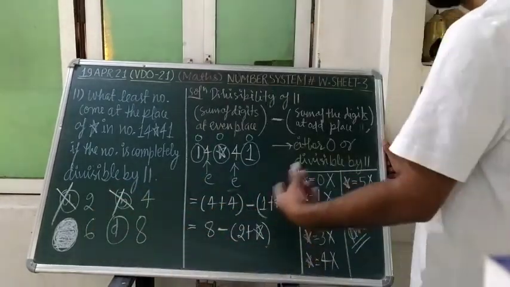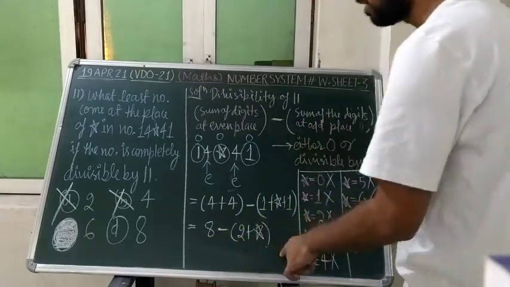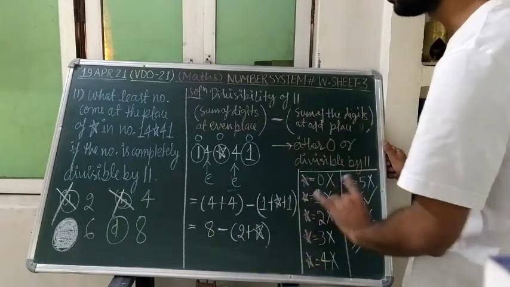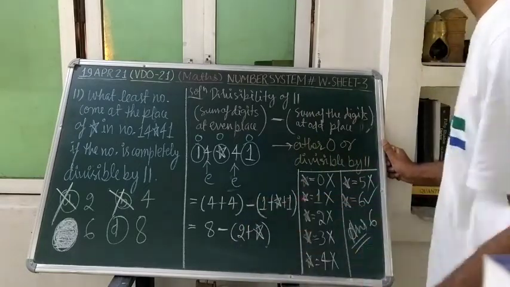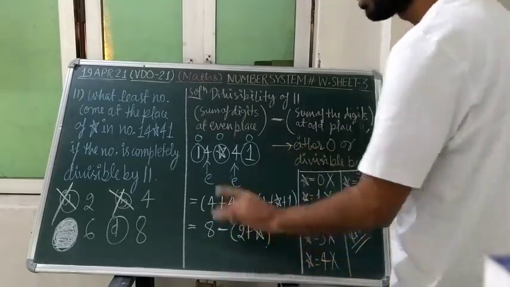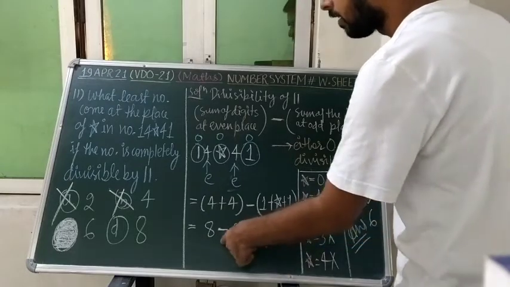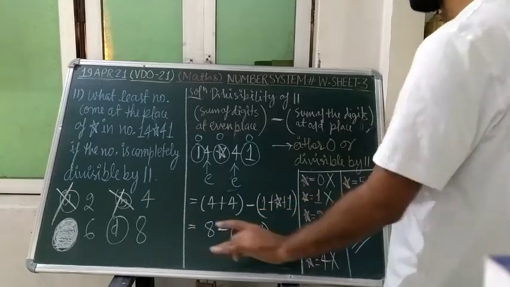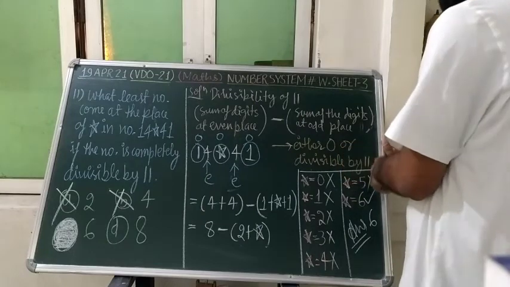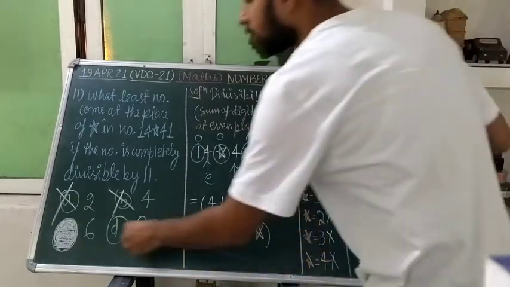Select D, and D is 8. 8 plus 2, 10 is coming, and 8 minus 10 will give you minus 2. But I have told you that in divisibility of 11, you will ignore the minus. Minus tells us the direction only. Direction means clockwise or anti-clockwise. Leave that. So 8 when we put, 10 is coming, and 10 minus 8 is 2. Minus we will ignore. So that 2 is neither equal to 0 nor divisible by 11. So 8 will also not be our answer.